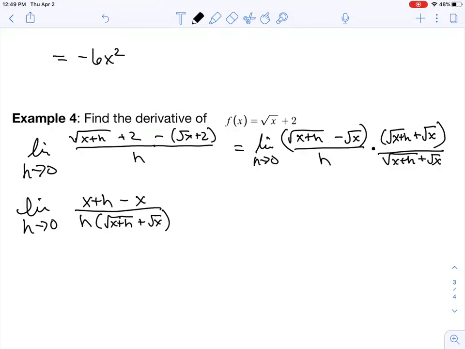All right, and then we have x plus h minus x, which just leaves you with h, and then h over h is going to cancel. So that's going to be 1 over the limit as h goes to 0 of the square root of x plus h plus the square root of x. And now, since we've canceled that h on the outside, we can actually substitute and get 1 over 2 square roots of x. And that's how you deal with a radical. Okay? All right. Have fun with the derivative.